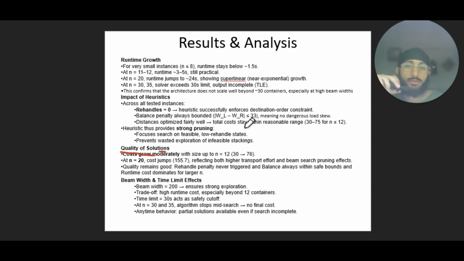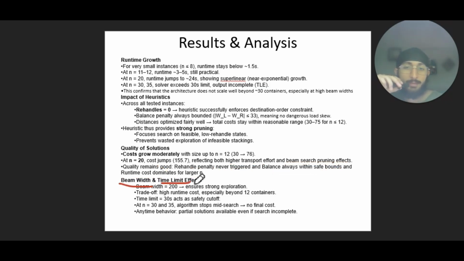Now talking about the quality of solutions. The cost grows moderately with size up to n equal to 12, that is from 30 to 76, this range. At n equal to 20, the cost has jumped to 155.7, reflecting both higher transport effort and the beam search pruning effects. Quality remains good. Rehandle penalty has never been triggered, right? And balance is always within the safe bounds. And also runtime cost dominates for larger n.